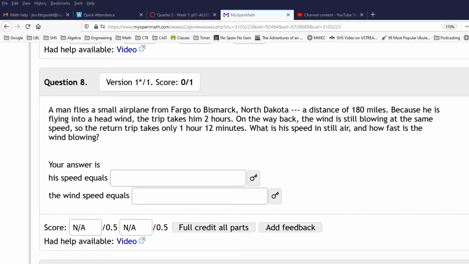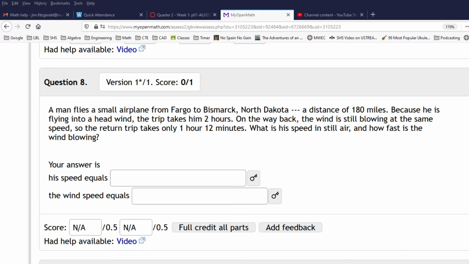So when that happens, the trip takes him 2 hours, and then on the way back, the wind is blowing at the same speed, but this time it's blowing with him. Right? He's flying with the wind, so the wind is actually speeding him up. So because of that, the return trip only takes an hour and 12 minutes. And so they want to know two things. They want to know what is his speed in still air and how fast is the wind blowing.